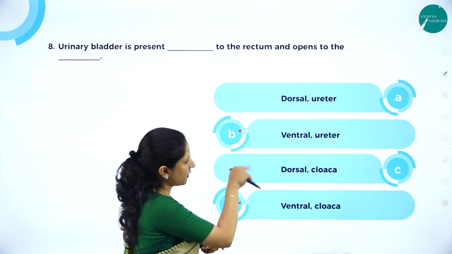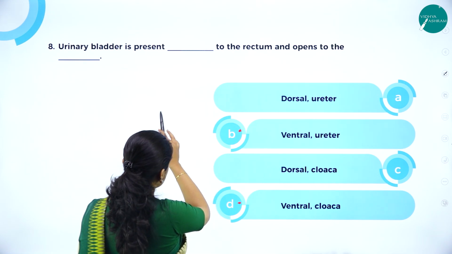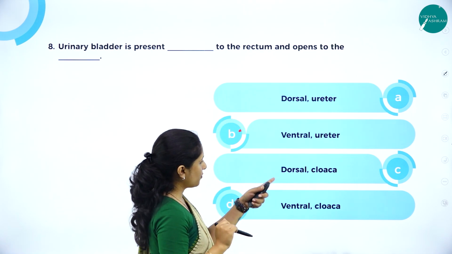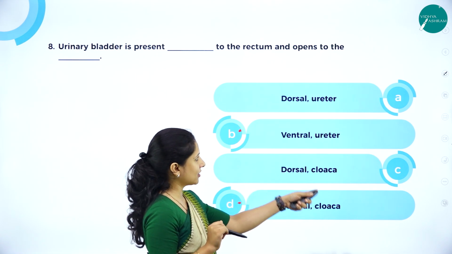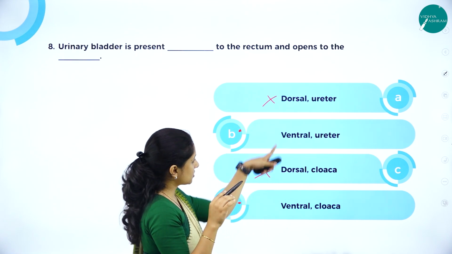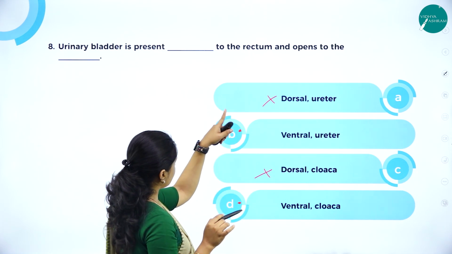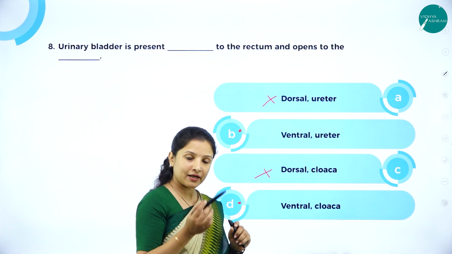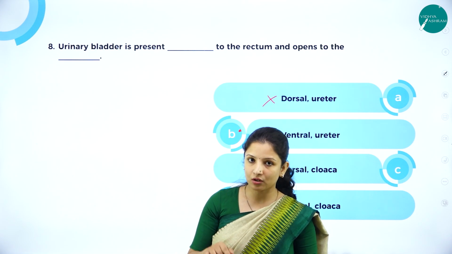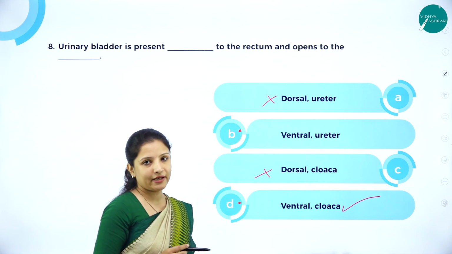Now we have to check between ureter and cloaca. What is the second half of the question? The urinary bladder is present ventral to the rectum and opens to the dash. Where does it open to? Does it open to the ureter or to the cloaca? These two we have eliminated because the urinary bladder is not present on the dorsal side. So I'm talking about option B and option D. Is it ureter? No, the ureter actually opens to the cloaca and the urinary bladder actually opens to the cloaca and not the ureter. So therefore, ventral and cloaca, option D is the right answer here.